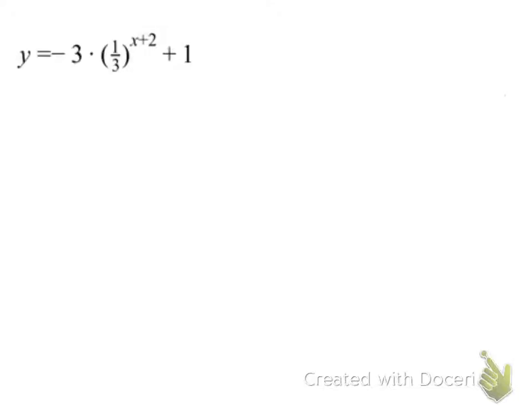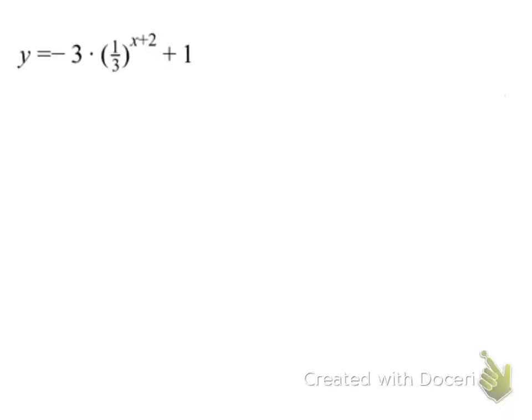Here's the thing. You guys don't have to make the list first. Just put the list in the problem. So, it's decay because 1/3 is less than 1. The negative on the 3 means what? That it's not going to open up, it's going to open down, or what we're going to call reflected about the x-axis.